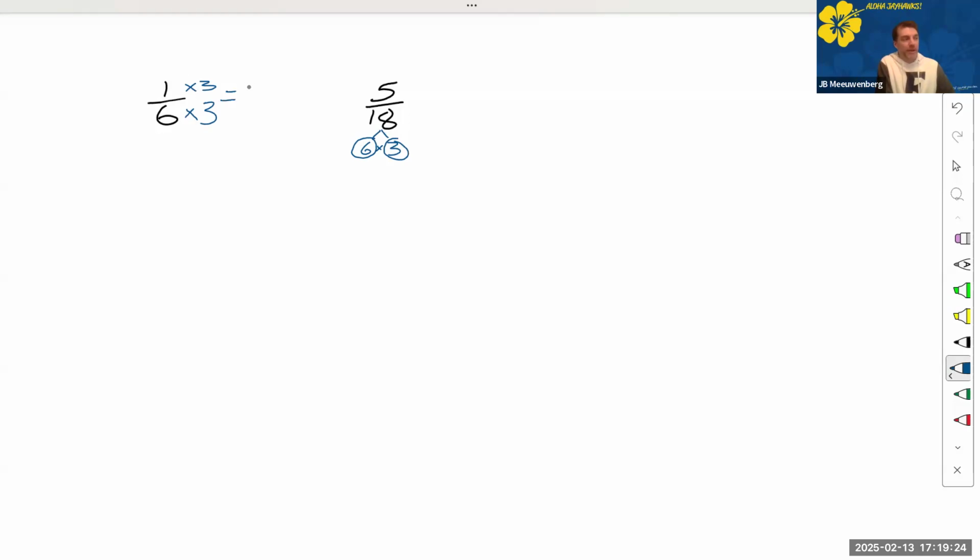So we're multiplying this fraction by 3/3 to get 3/18. We don't even need to change this one. It's completely fine to leave one of your denominators just as it is.